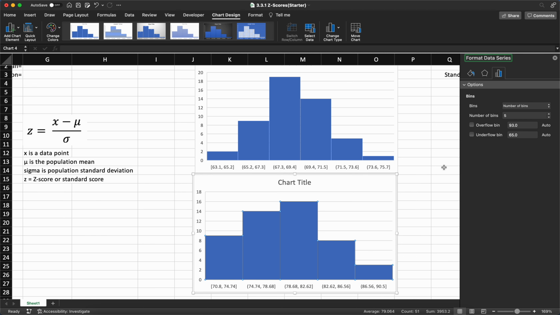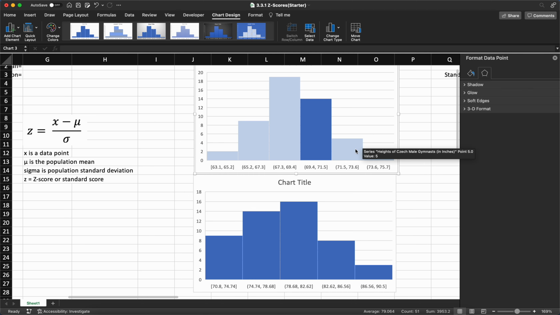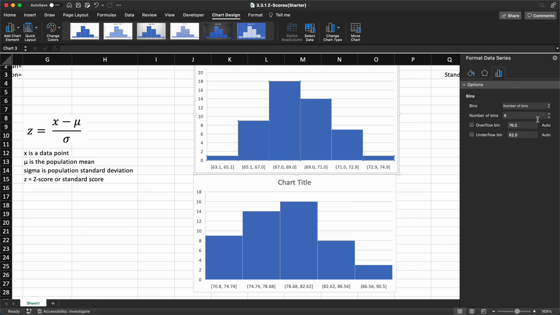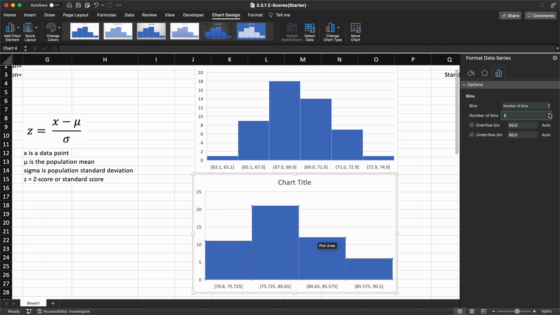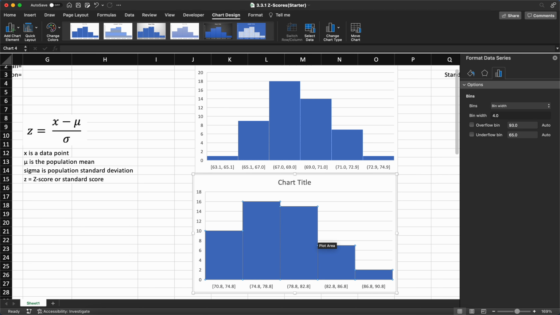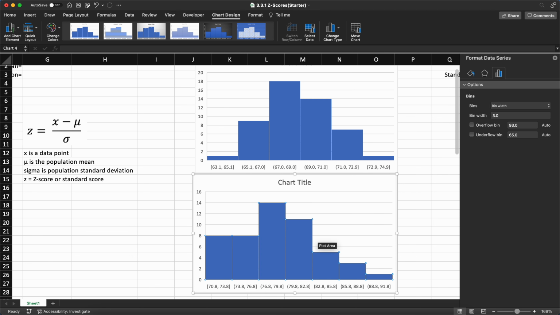How many bins do we have here? We have 6 bins here. Let's make 6 bins here and see if we can make this a little bit better. All right. Let's make the bin width 4. Let's make the bin width 3.